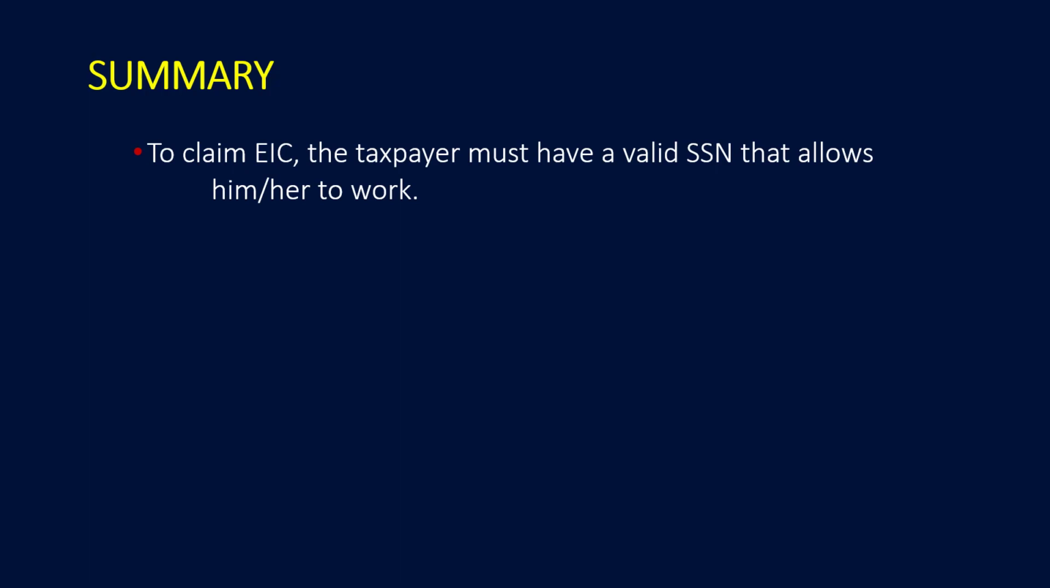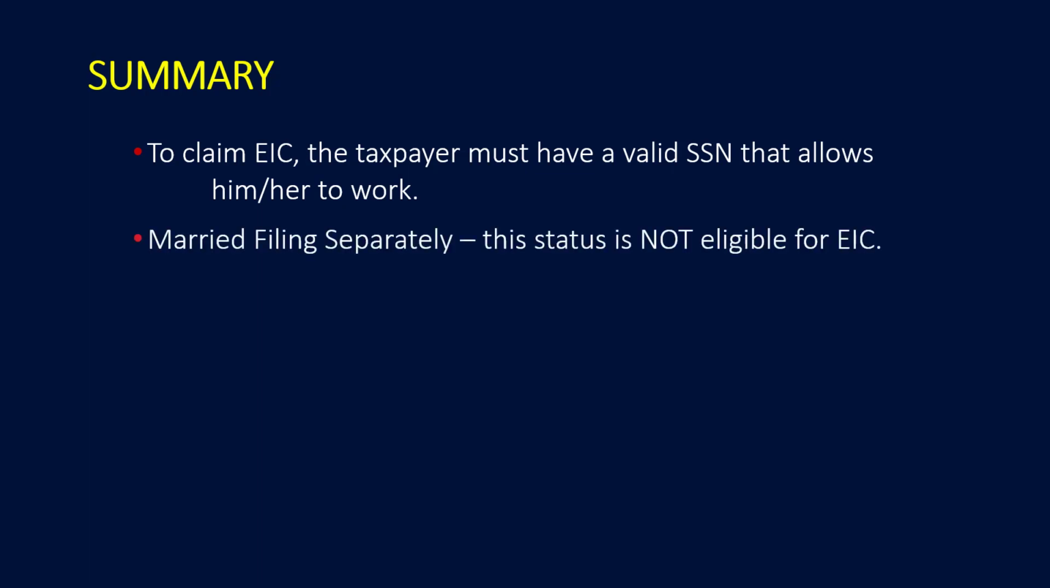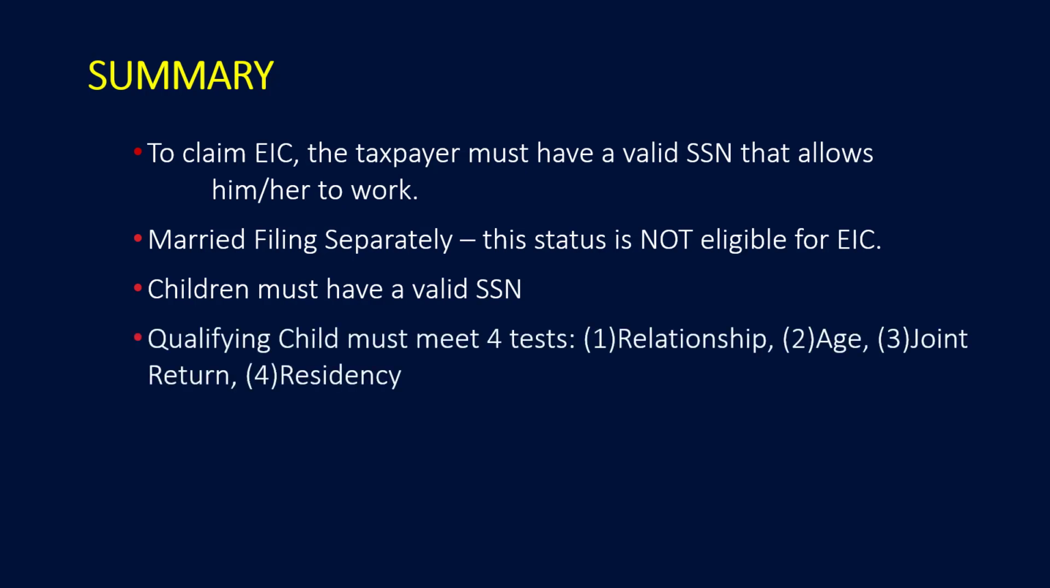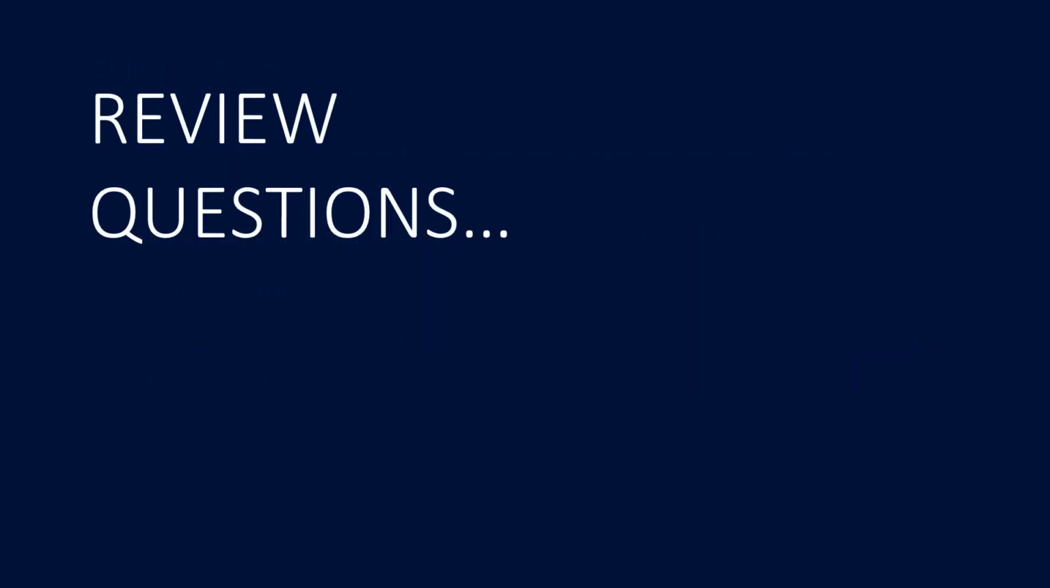To claim EIC, the taxpayer must have a valid Social Security number that allows him or her to work. Married filing separately, again, this status is not eligible for EIC. Children also must have a valid Social Security number to qualify. The qualifying child must meet 4 tests: the relationship, age, joint return, and residency tests. Now let's take a look at a few review questions.